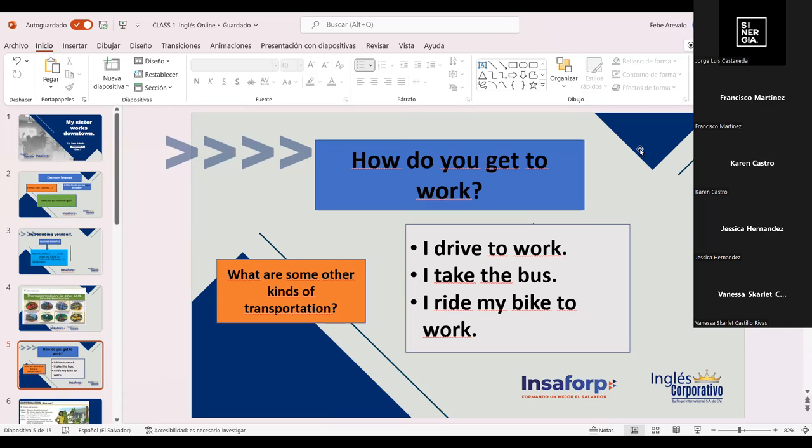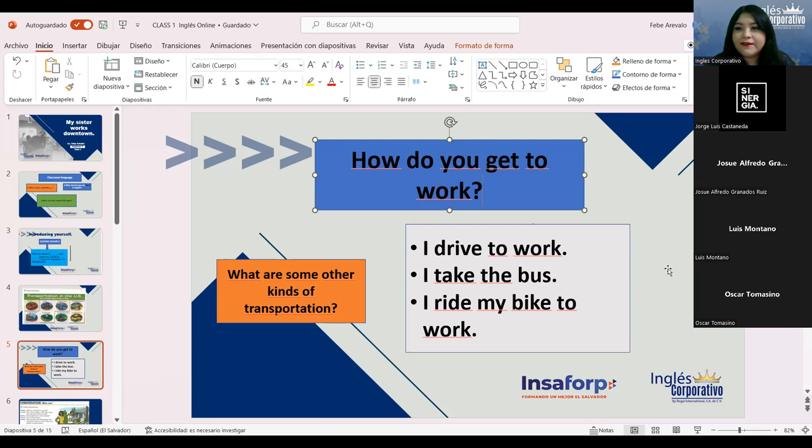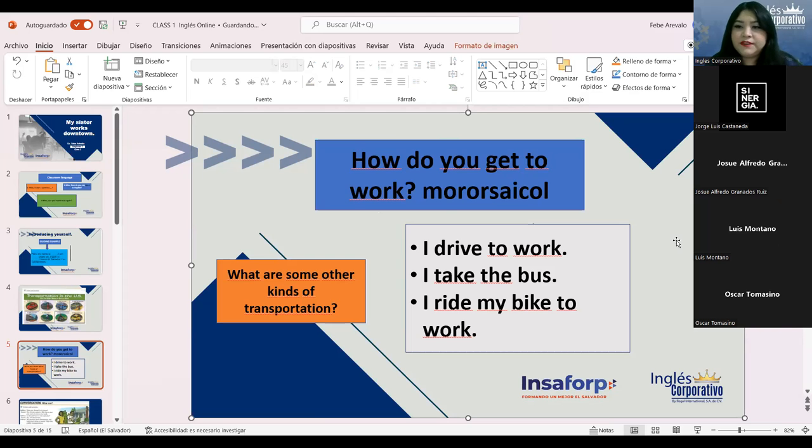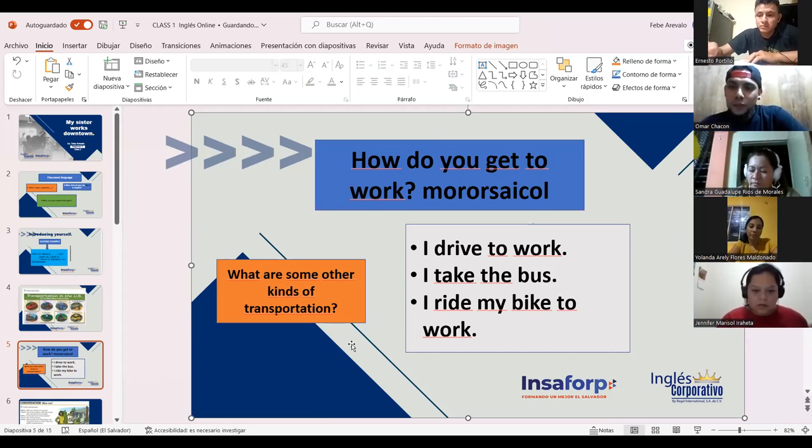Francisco Martinez, how do you get to work? I ride my motorcycle. Motorcycle. All right. Vamos, le voy a poner por aquí la pronunciation porque sí sé que esa palabra motorcycle puede ser un poquito difícil de pronunciar. All right. Literalmente así pueden pronunciarlo. Motorcycle. All right. There you go. Now it works. All right.